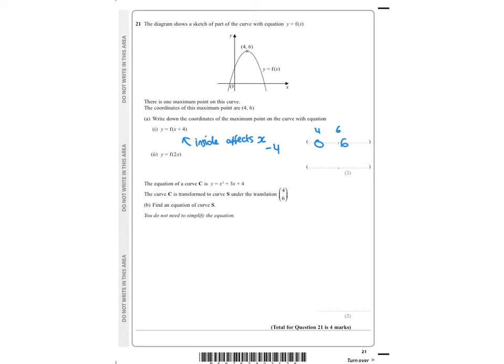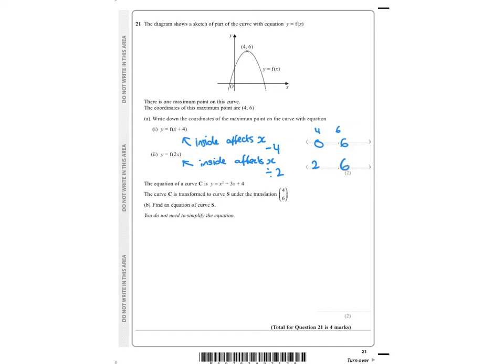Okay, part 2. Is it inside or outside the bracket? Inside, so it affects x only. And what are we going to do to all of them? Divide them by 2. So if it was (4, 6), it's now (2, 6).